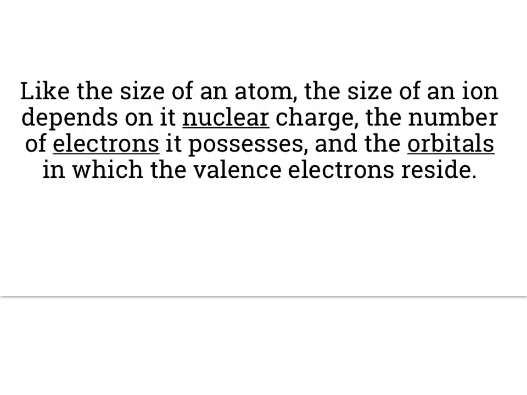Like the size of an atom, the size of an ion depends on its nuclear charge, the number of electrons it possesses, and the orbitals in which the valence electrons reside. Everything deals with that. But ions occur when atoms lose or gain electrons, so that changes things a bit, but not a ton.